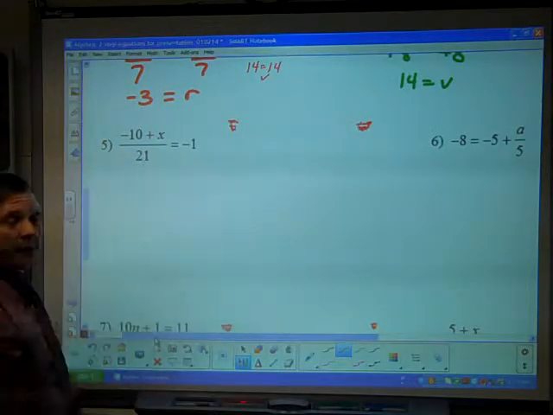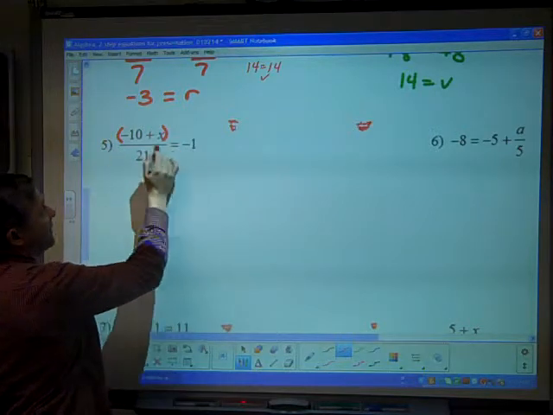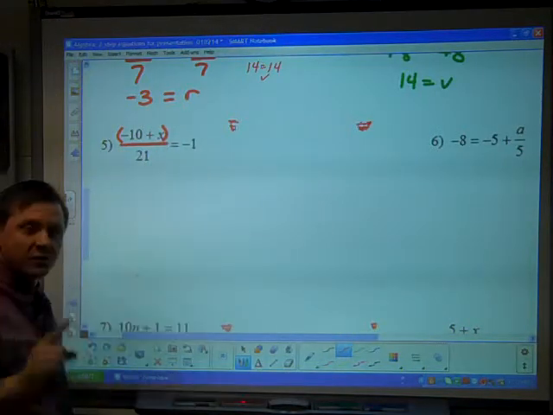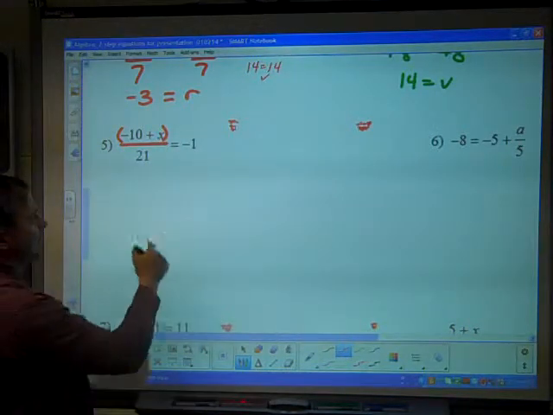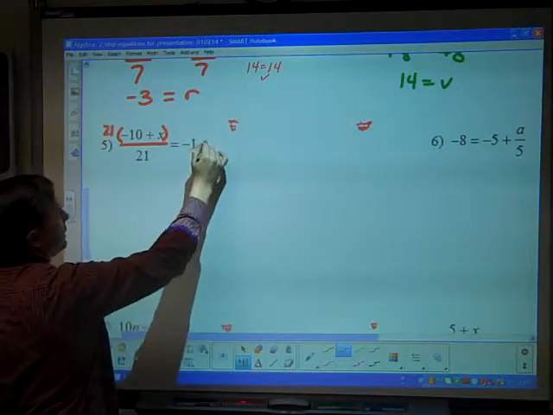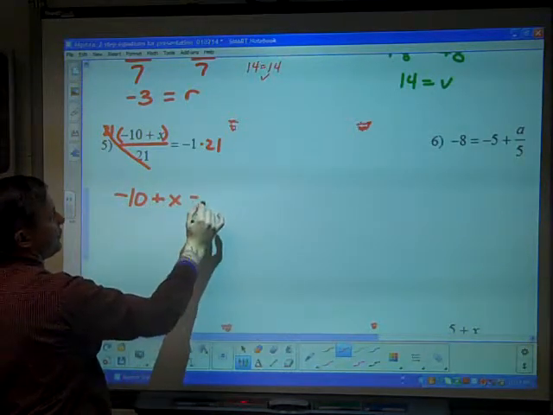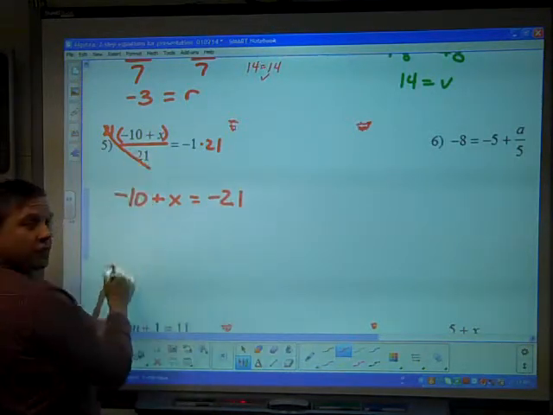Again, when you look at problem 5, you have to see there are only 2 terms. You have a sum divided by one fraction line. It means it's one term. A sum divided by 21 equals -1. I need to multiply by 21 on both sides. -10 plus x equals -21. That was my first step in multiplication.